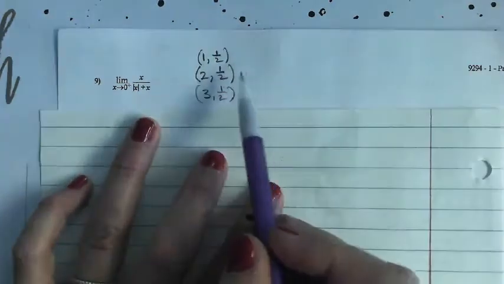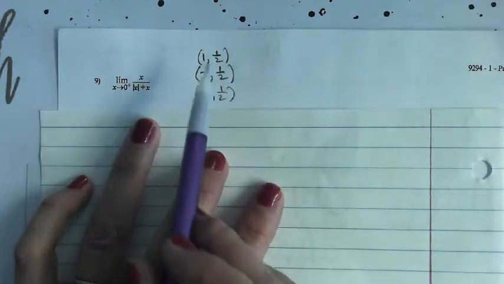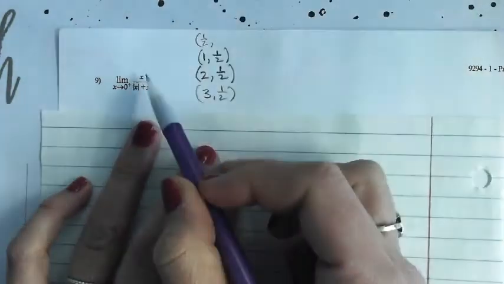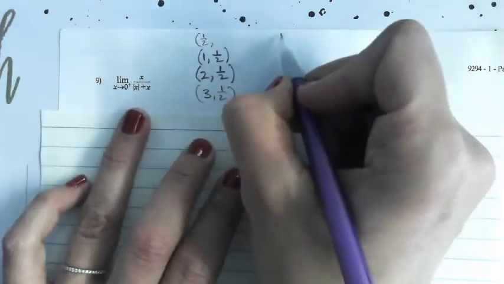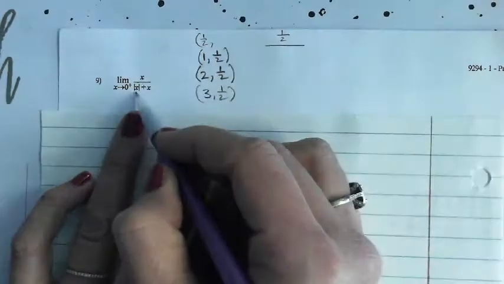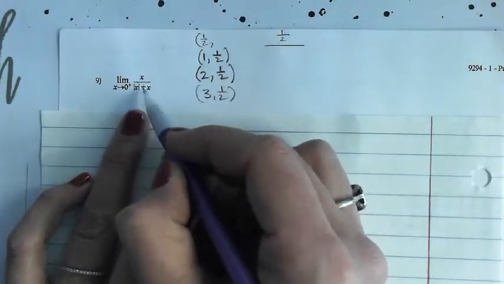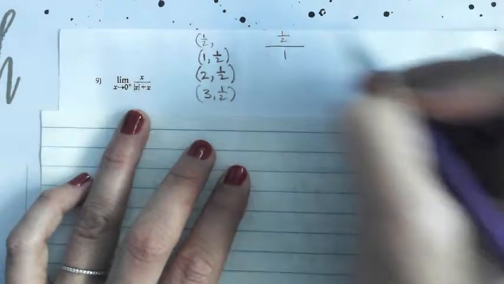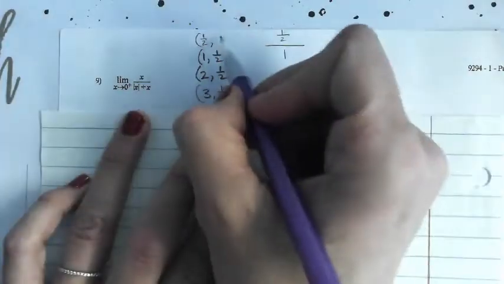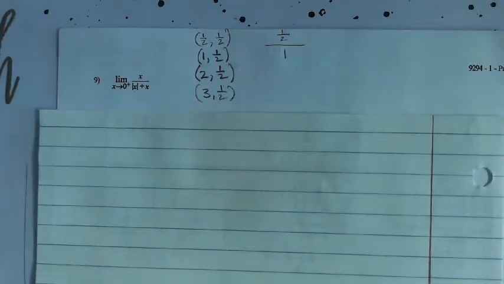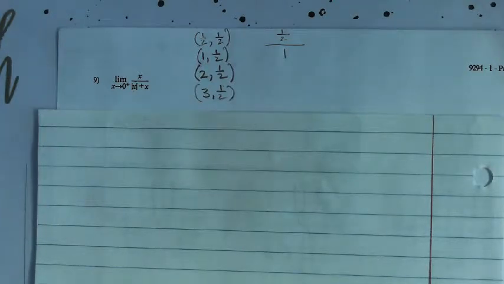So let's get closer to 0 then. Let's go 1/2. What if you plug in a 1/2? You get a 1/2 divided by a 1/2 plus a 1/2. What's a 1/2 plus a 1/2? 1. What's a 1/2 divided by 1? So guess what's happening as we approach 0 from the right? It's always going to be a 1/2. So that's your answer. That's your limit.